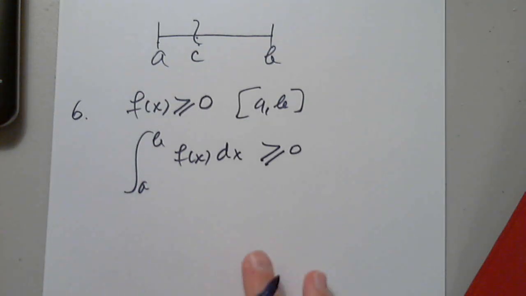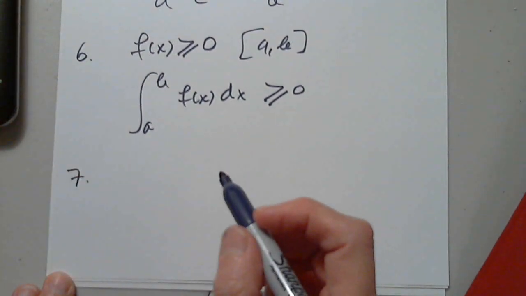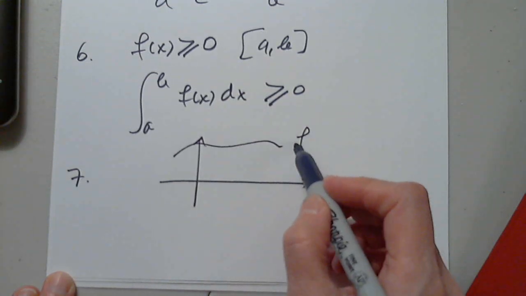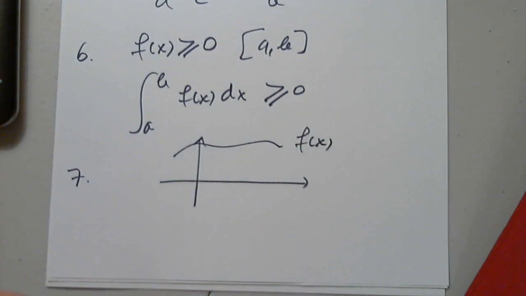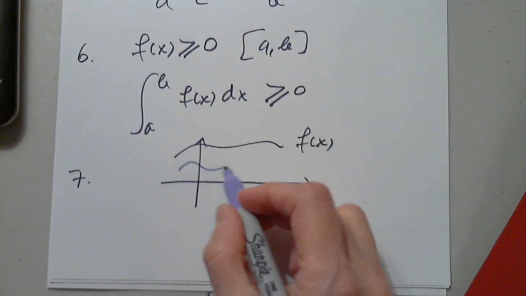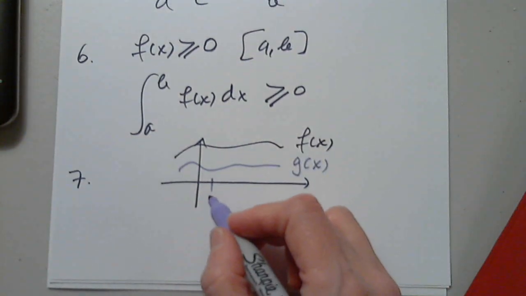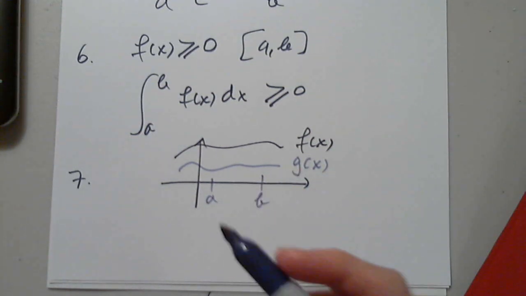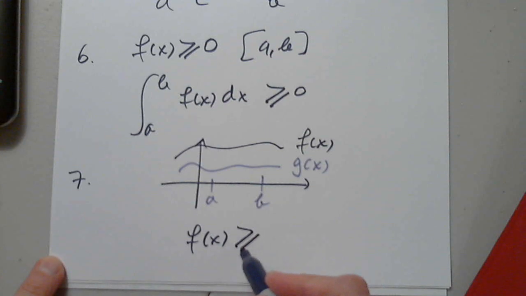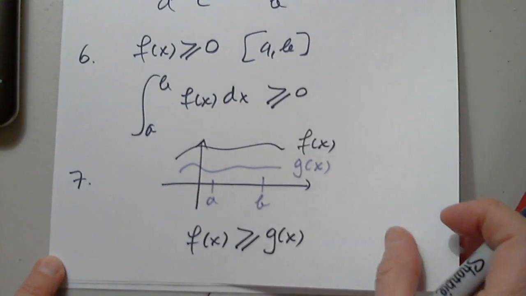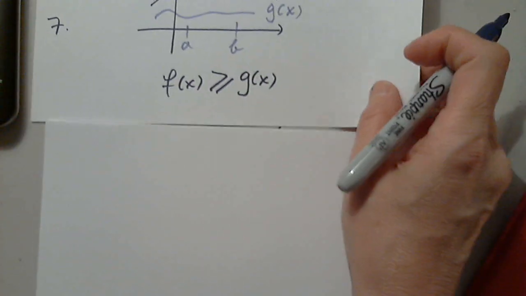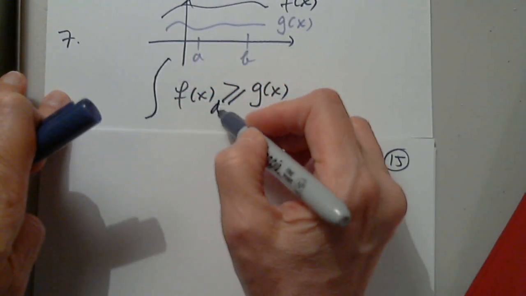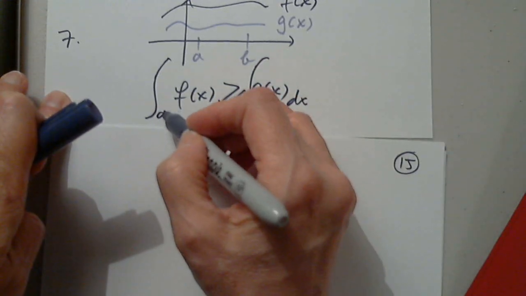Now, property 7. Let's say I have a function like this. Here's f of x. Here is g of x. Of course, this is a and this is b. In my picture, f of x is greater than or equal to g of x. Fine. I can apply integration to both sides from a to b.